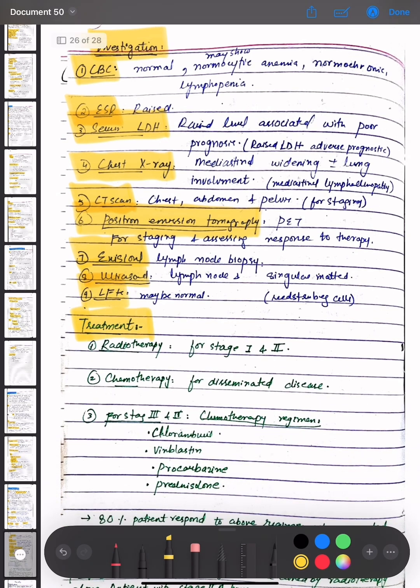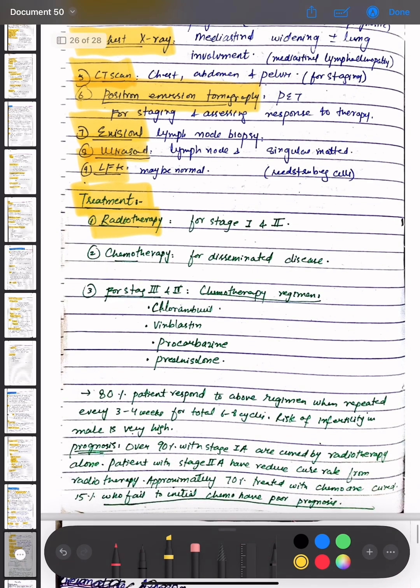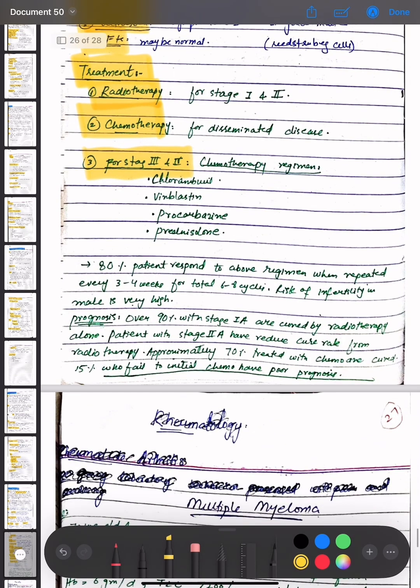The treatment options are radiotherapy and chemotherapy. For stage 3 and 4, a chemotherapy regimen is given, that is chlorambucil, vinblastine, procarbazine, and prednisolone. Then 80% of patients respond to this regimen when repeated every 3 to 4 weeks for a total of 6 to 8 cycles, and the risk of infertility in males is very high.